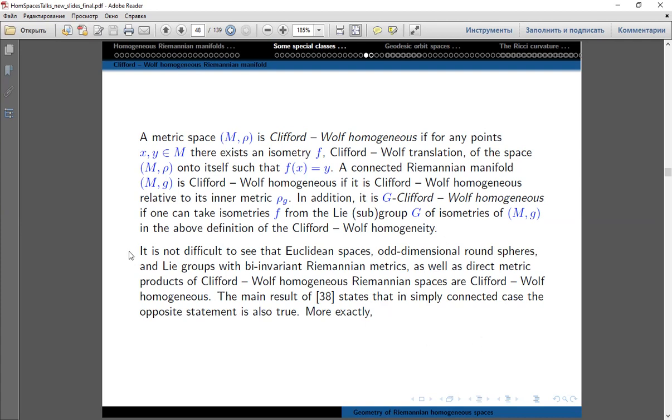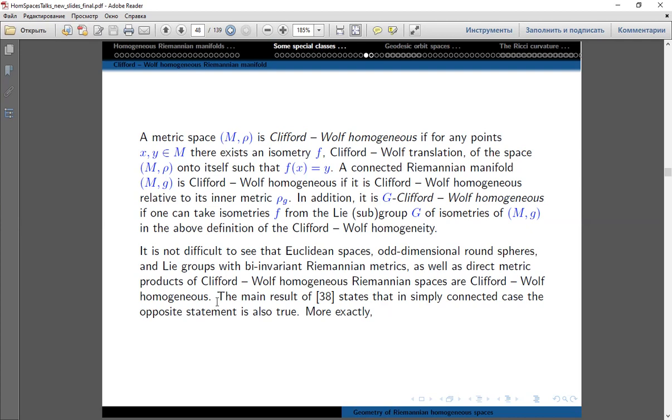I repeat that there are some very natural examples. For example, Euclidean spaces are Clifford-Wolf homogeneous. It's very easy to check. We know it from school. And all odd dimensional round spheres are also Clifford-Wolf homogeneous. It's in fact a result by Clifford.